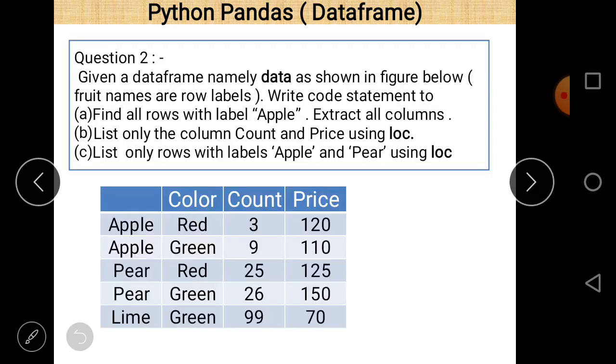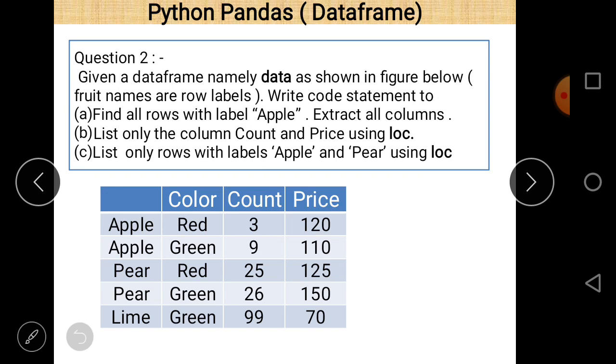Now question number 2. Question number 2 says: given a data frame, namely data, as shown below. So the name of the data frame is data. There is a data frame in which we can see that there are 3 columns, color, count and price, and there are 5 rows: apple, apple, pear, pear and lime.